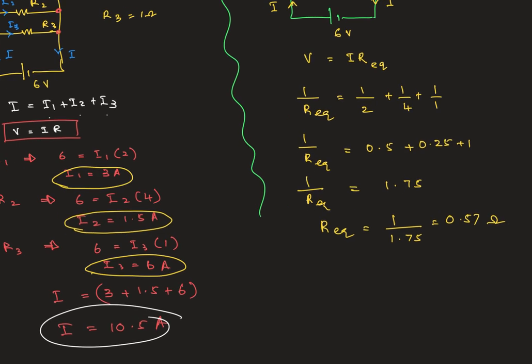I am going to use this equation and find the final I, or the net I on the circuit. So 0.57, that is my R, and let me erase this.